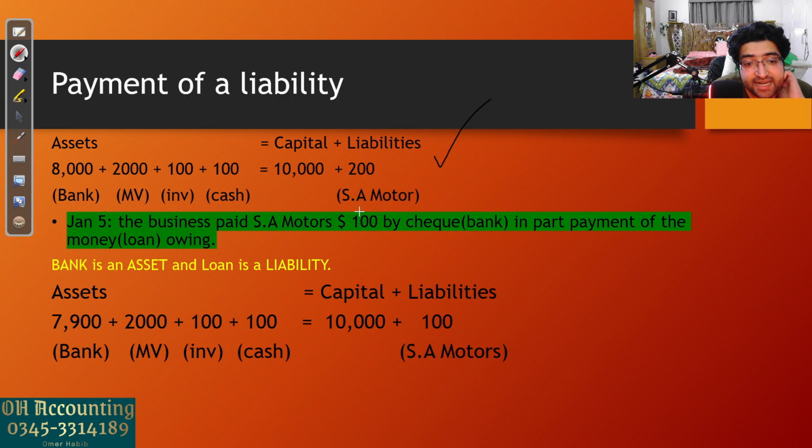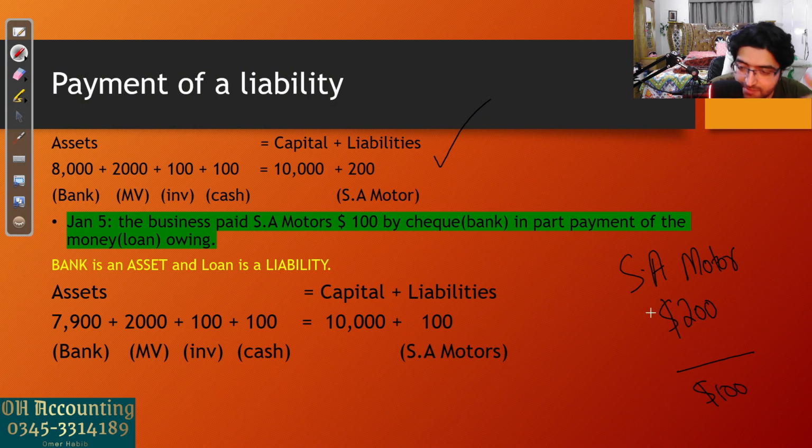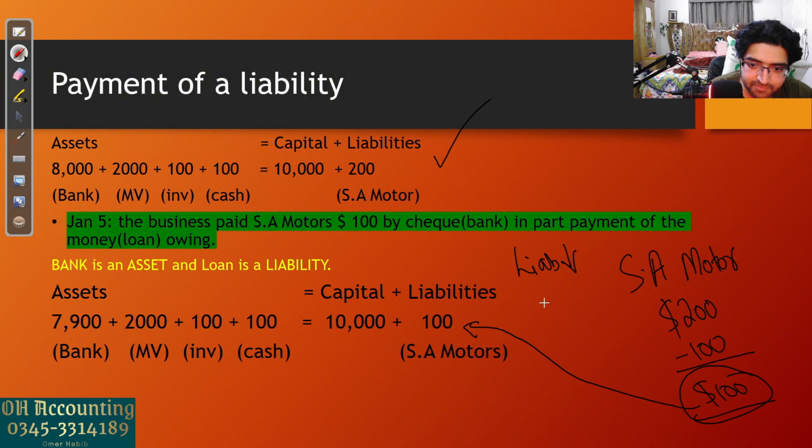Jan 5, the business paid SA Motors. SA Motors were our liabilities, right? We owed 200 to them. We owed how much? $200 to them. Now we are paying $100 out of that by check. So your liabilities will reduce to 100 because the loan that we were supposed to pay back was $200. We are paying 100 now. So leftover liabilities should be $100, and that's what I have done. I have changed the liabilities to $100 from 200 because my liabilities are decreasing. When you pay off a loan, your liabilities decrease because now you have to pay them back a lesser amount than the previous amount. So liabilities are decreasing from 200 to 100.